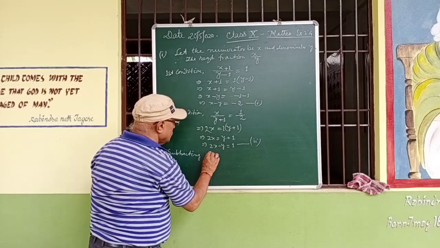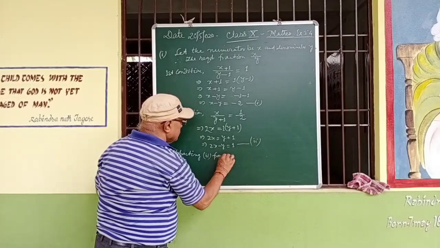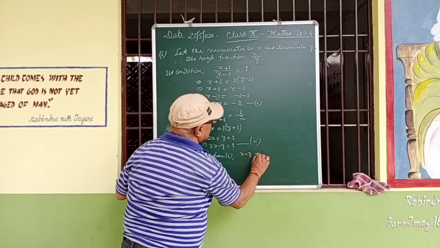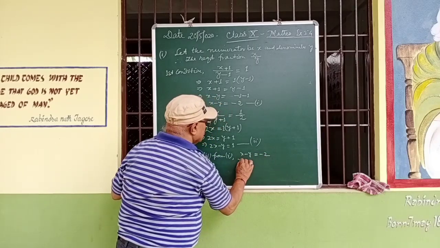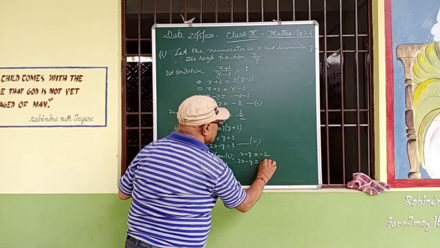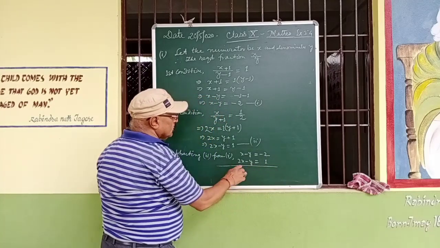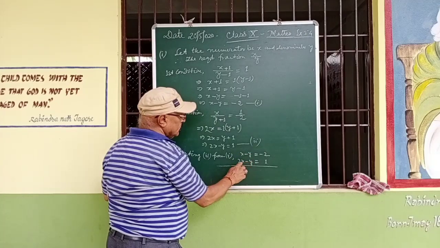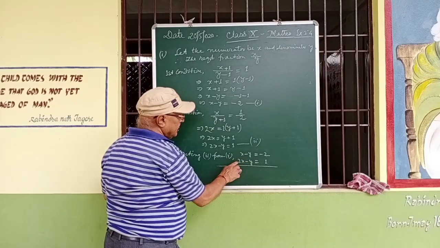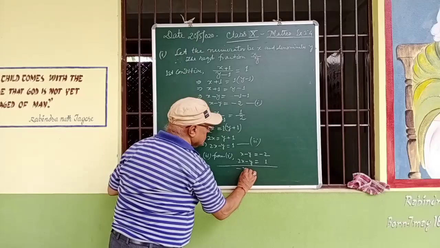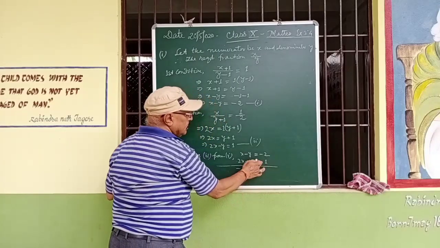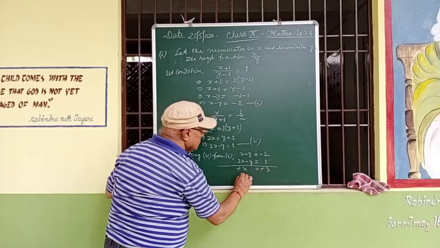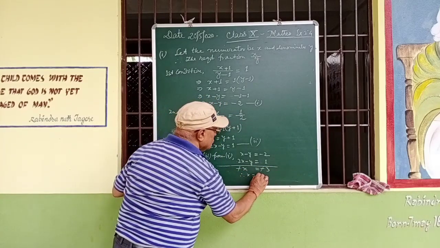Subtracting equation 2 from equation 1. x minus y is equal to minus 2, 2x minus y is equal to 1. When we subtract, the minus sign becomes plus, so minus y plus y cancel, and minus 2 minus 1 is minus 3, and x becomes minus x, so minus minus cancel, therefore x is equal to 3.